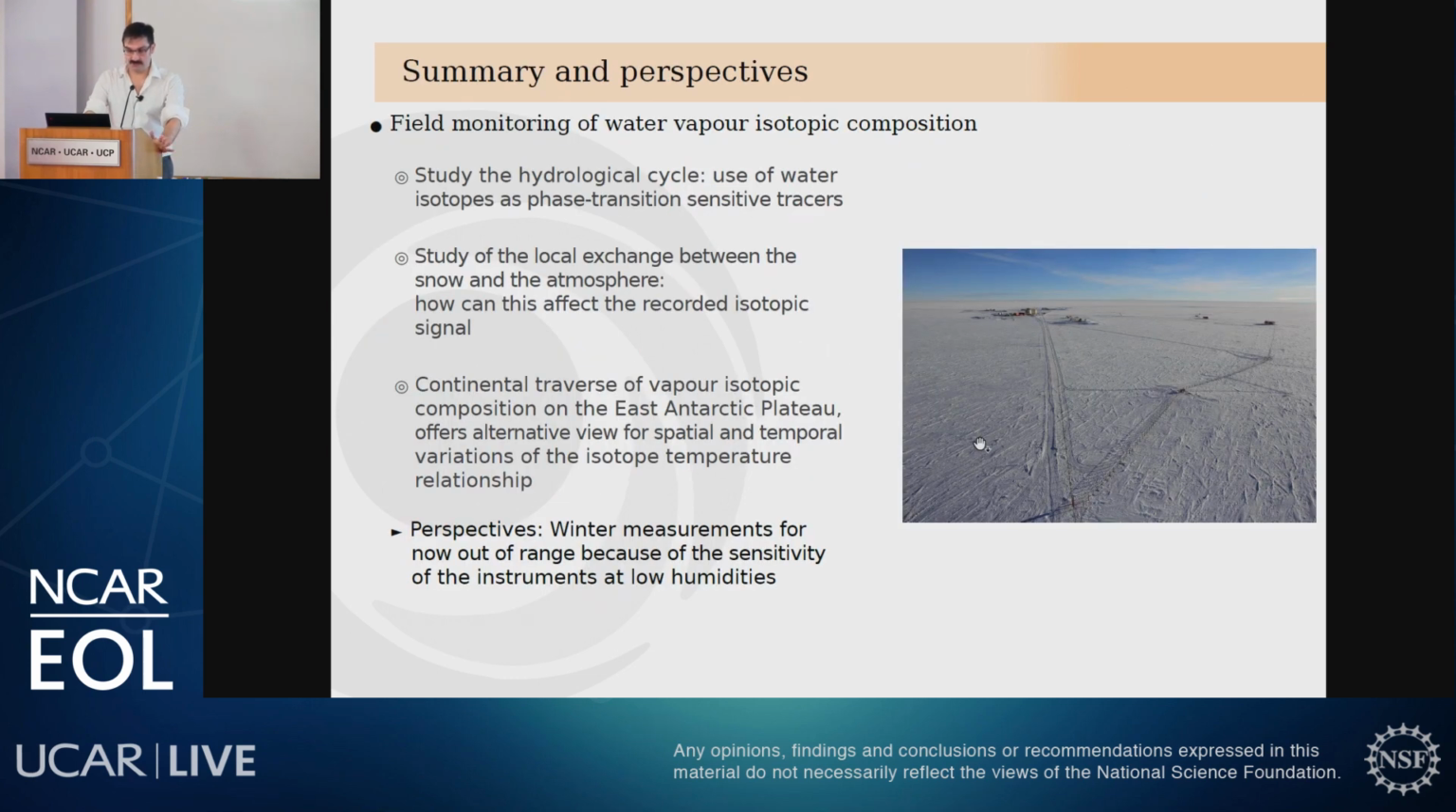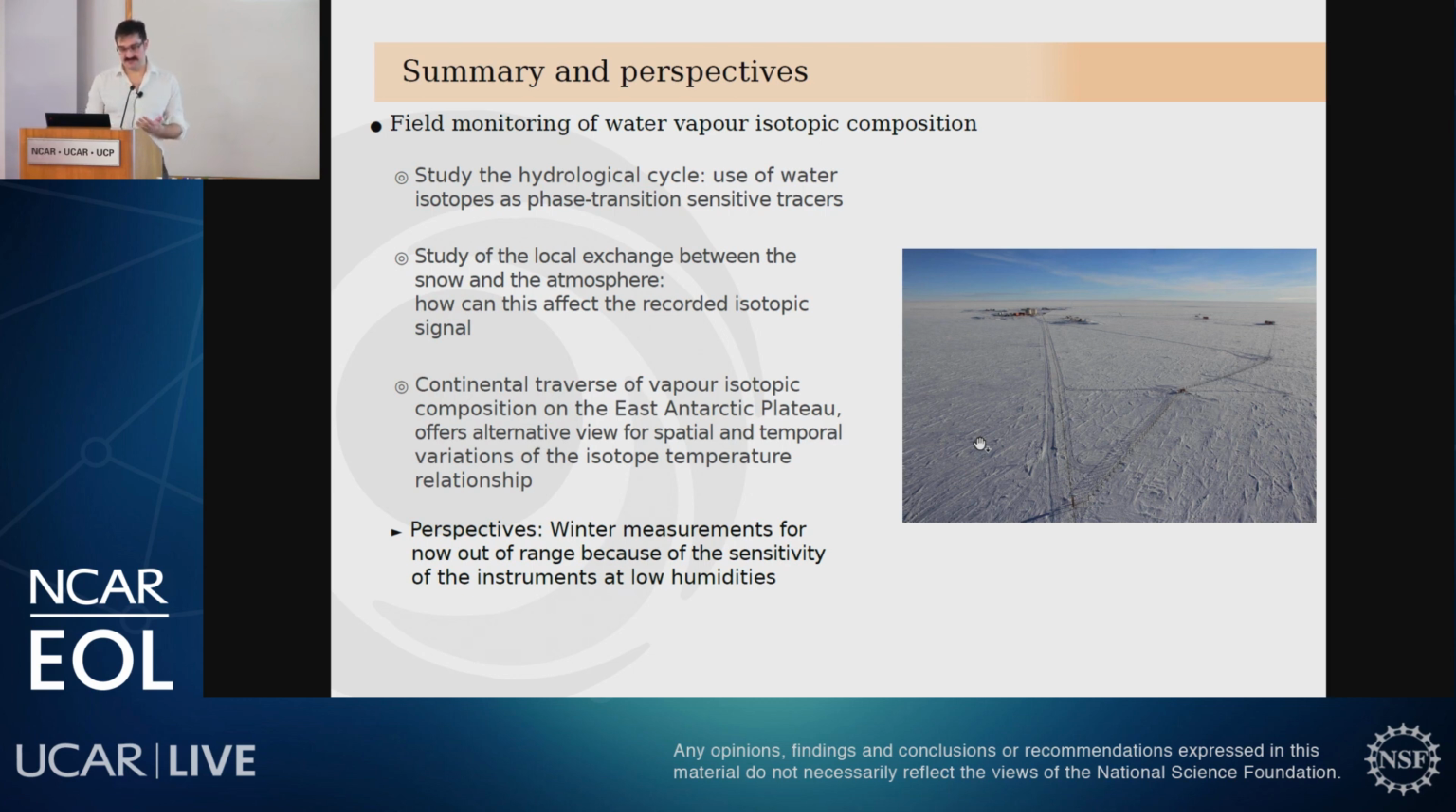And so to conclude and give a bit of perspective, we have a lot of those field monitoring of water vapor isotopic composition, and we've been trying to use them in a wide range of things. So as tracers in the study of the water cycle, because they're sensitive to phase transitions, so they can be used as tracers in the water cycle.